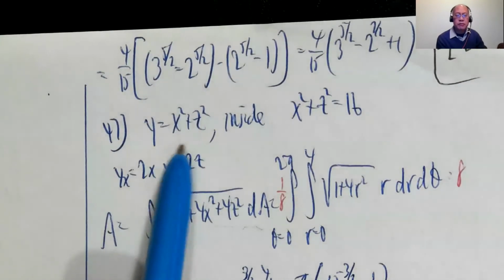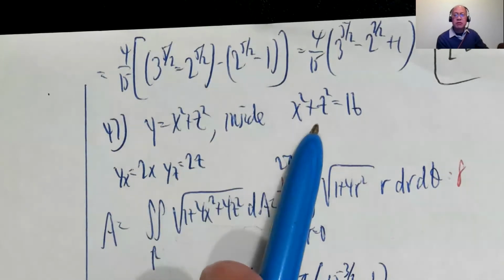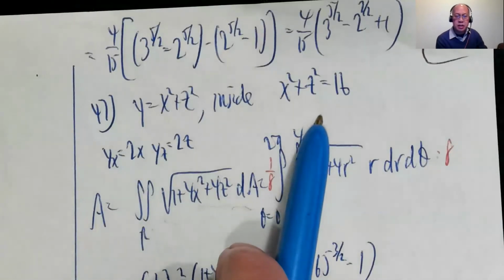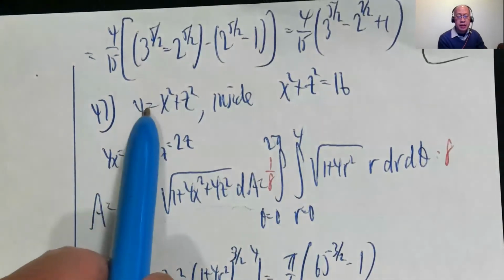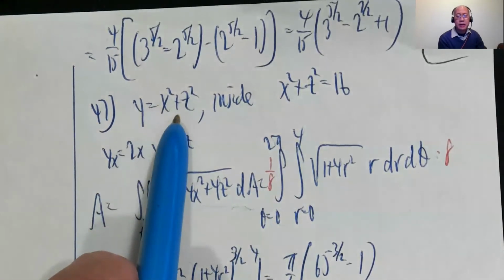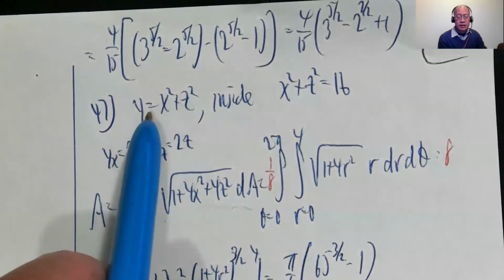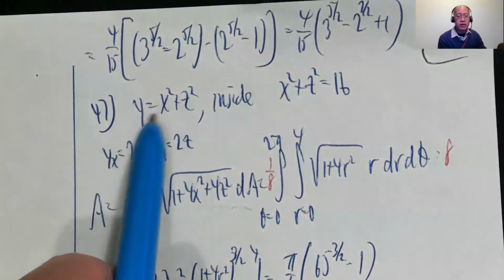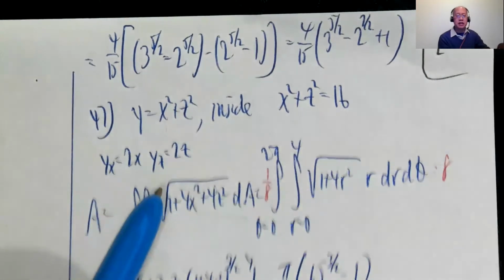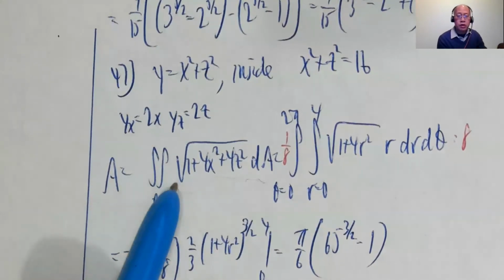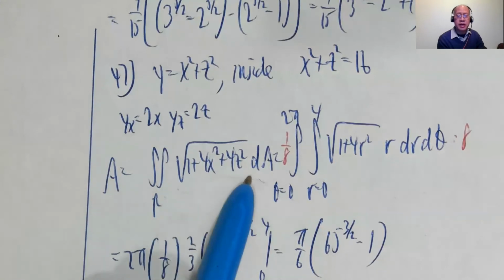47, y equals x squared plus z squared inside x squared plus z squared equals 16. Okay, so y sub x is 2x. Here, y is a function of x and z, so we're not used to that. But you can just switch the letters around. If you have z is a function of x and y, and make that x squared plus y squared equals 16, the answer is exactly the same. Okay, so radical 1 plus 4x squared plus 4z squared dA.